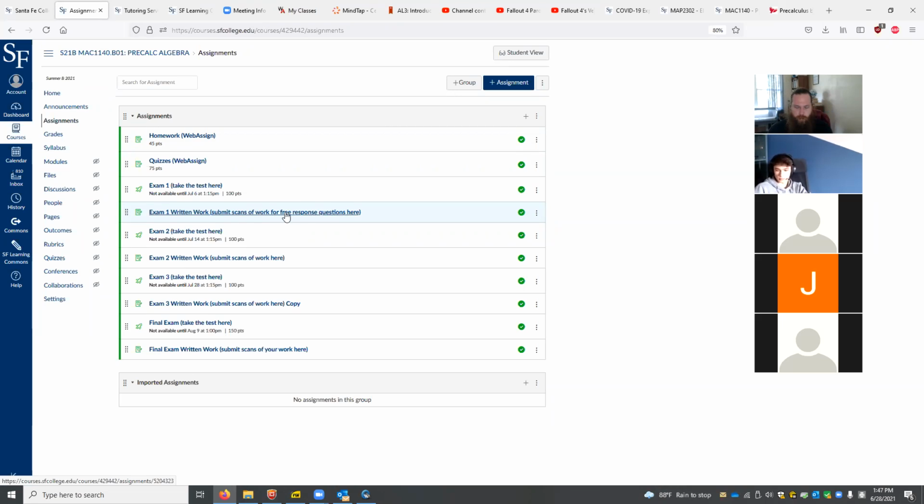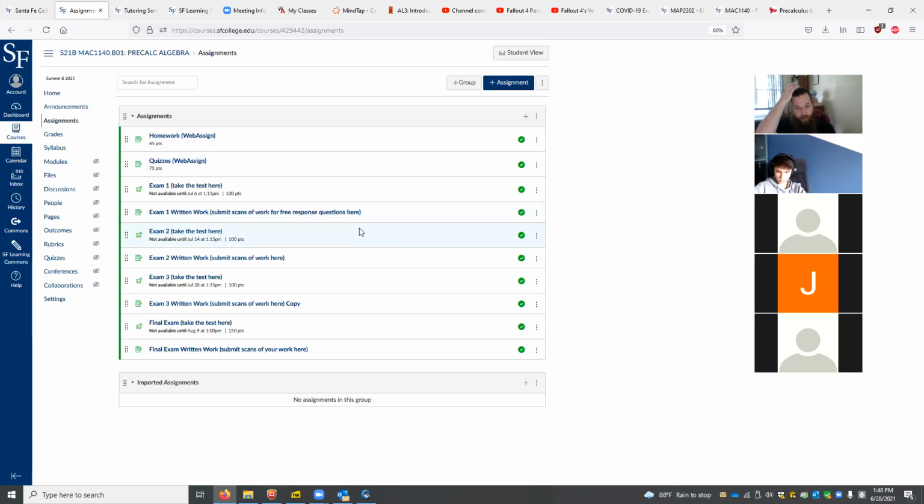Cam Scanner is free. It produces high quality, high contrast PDFs, just like a scanner would, like a literal physical scanner. If you have one of those, a literal physical scanner, of course, feel free to use that. But if you don't, Cam Scanner is a really good option. And I will need you to scan your work after the test and submit that work separately here in Canvas. So that is a requirement.